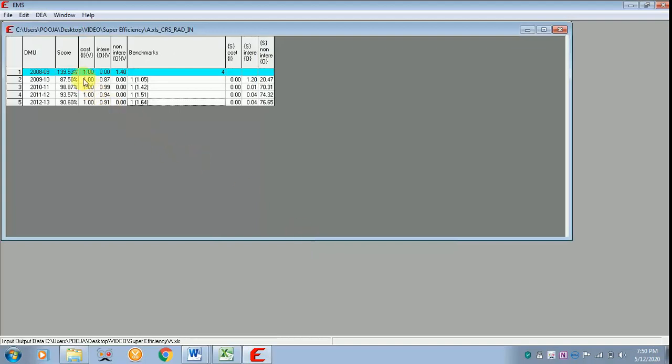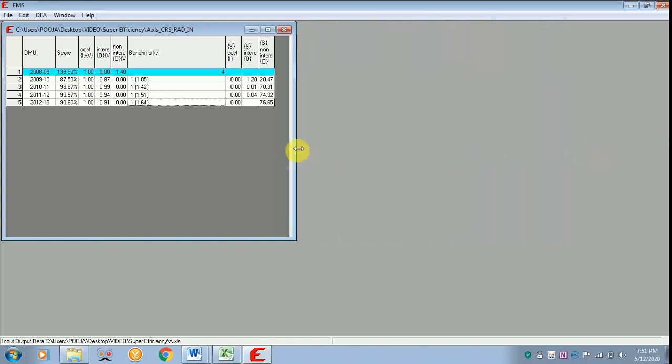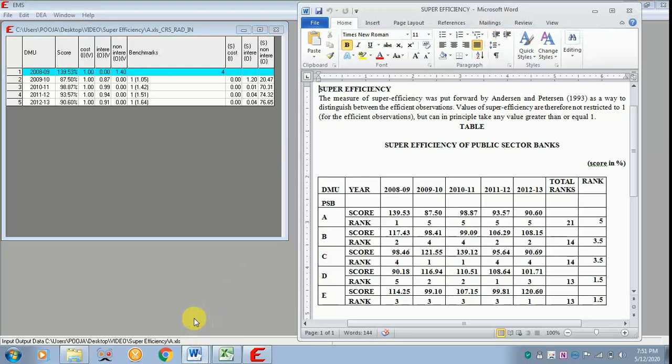So the efficiency score of that particular bank has come over here for a period of say 5 years. So DMU is decision making unit. I'll just minimize this and I'll bring the word file over here to make you all understand how it has to be written.